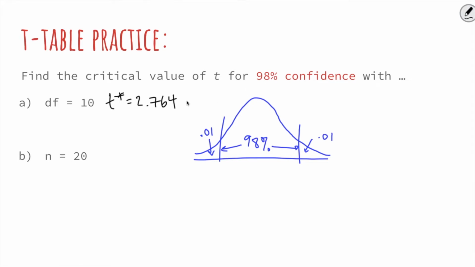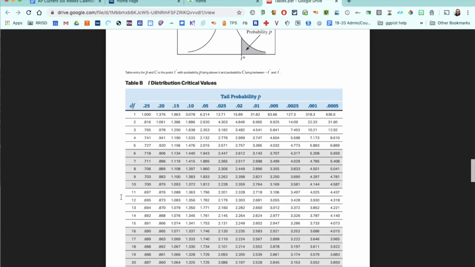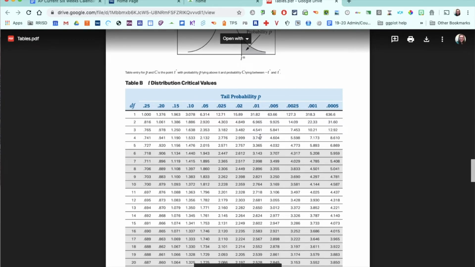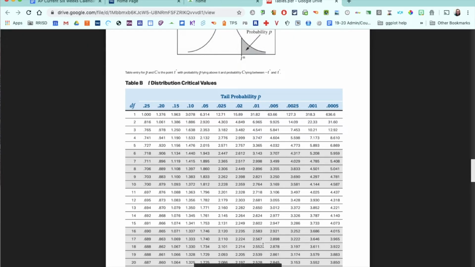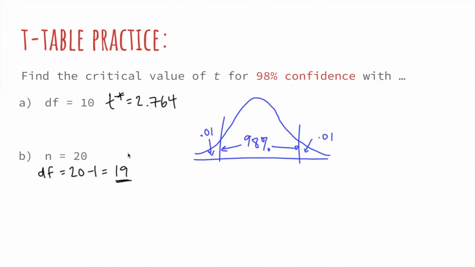So the next one says I'm still going to be 98% confident, so my tail area stays the same at 0.01, but now I have a sample size of 20. And remember, we don't identify which row to use based on the sample size. I use degrees of freedom. So if my sample size is 20, degrees of freedom for a one sample procedure is just sample size minus 1, so 19. So the row I'm going to look up on my table is 19. Looking at my table, I'm still dealing with that tail probability of 0.01, but now I have degrees of freedom of 19. So I would go down to that row, and my t star, my critical value, is 2.539.